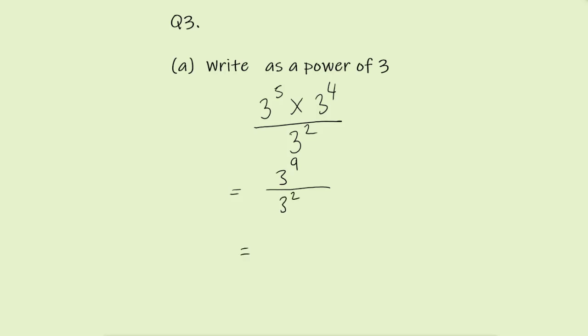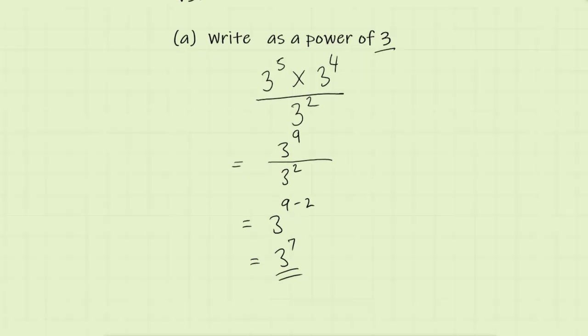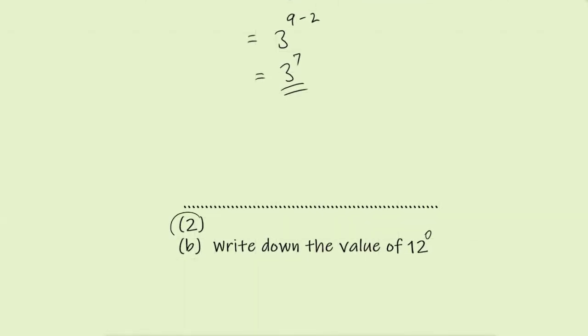Now 3 to the power of 9 divided by 3 squared. Now when we divide, we take away the power. So 3 to the power of 9 take away 2, and that gives us an answer of 3 to the power of 7. And it says write it as a power of 3, and our answer is a power of 3. And this is worth 2 marks.